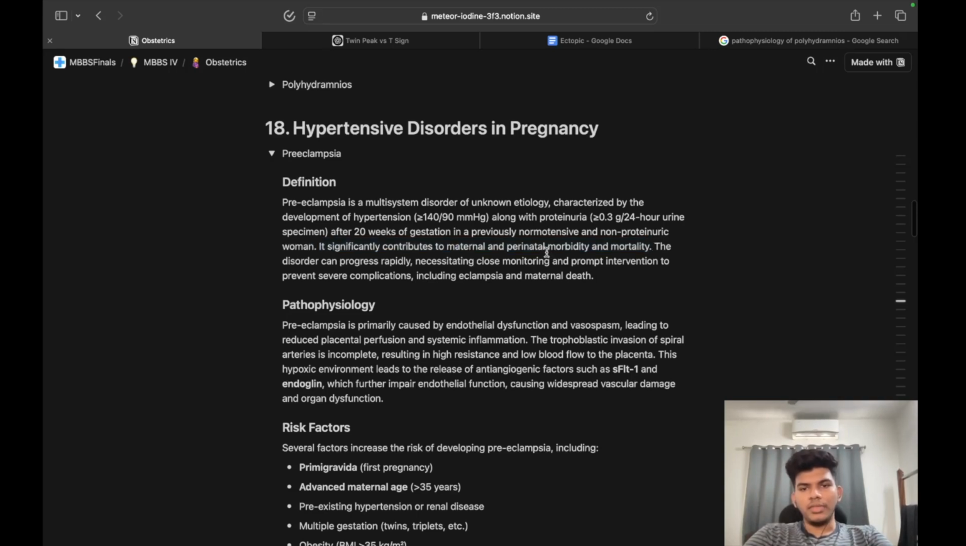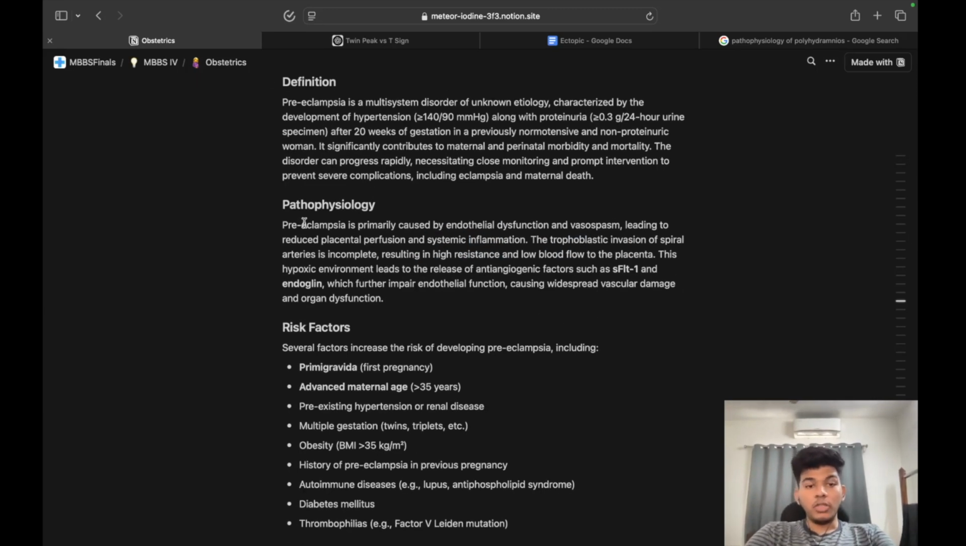It significantly contributes to maternal and perinatal morbidity and mortality. So, till here it was the definition. The disorder can progress rapidly, necessitating close monitoring and prompt intervention to prevent severe complications, including eclampsia and maternal death. Coming to the pathophysiology, preeclampsia is primarily caused by endothelial dysfunction and vasospasm, leading to reduced placental perfusion and systemic inflammation.